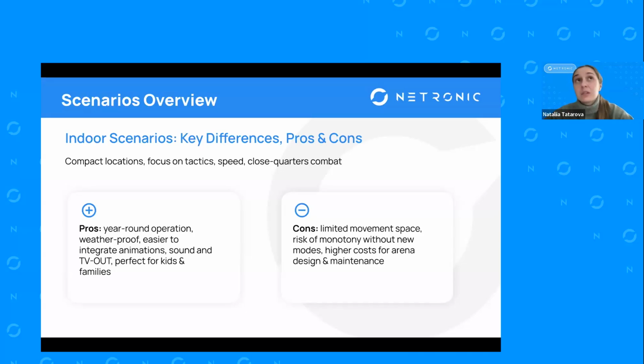So yeah, the most important thing that I would like to highlight is that if your scenarios do not change, do not rotate, the players will get bored really fast, because usually the repeat visits can drop by 20 to 30% if the arenas don't update their gameplay regularly. That's also important. So yeah, you need to rotate your scenarios, and you will see that your players will be eager to come back to your place. Okay, let's go further.